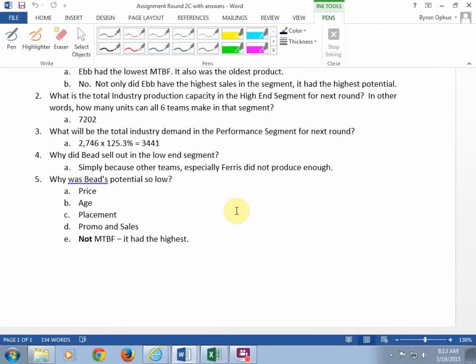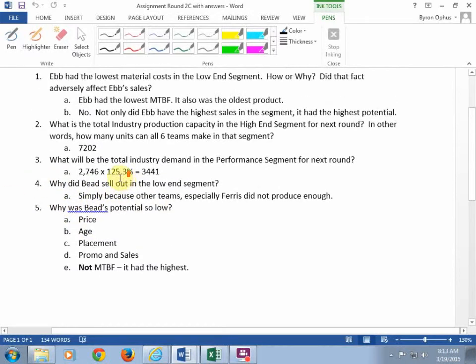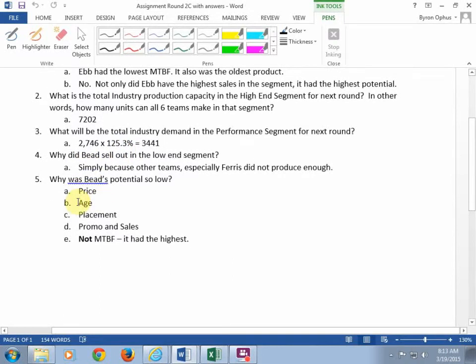So, okay, why was Bead's potential so low? You just go right down the list, right? Its price was too high. Its age was not near the ideal. It wasn't placed very well. Promo and sales, that doesn't occur up in the customer buying criteria, but that was one. MTBF would have actually been a plus for it, but MTBF is the last thing on the list. It really was not that important. As we can see, they had the highest MTBF, but their potential was still low.